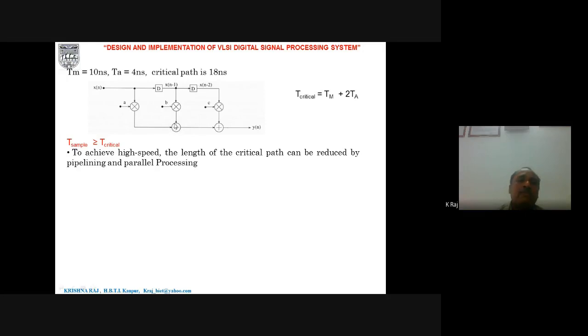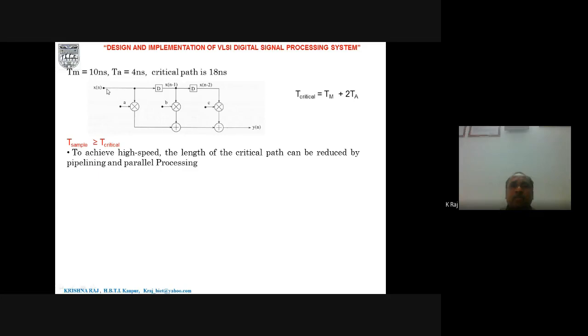If we have designed the adders and multipliers using a particular type of transistor, and we know the propagation delay of that transistor, then we can calculate the total execution time of a particular adder or multiplier. Now suppose we have calculated the execution time of the multiplier as 10 nanoseconds, and the execution time of an adder is 4 nanoseconds.